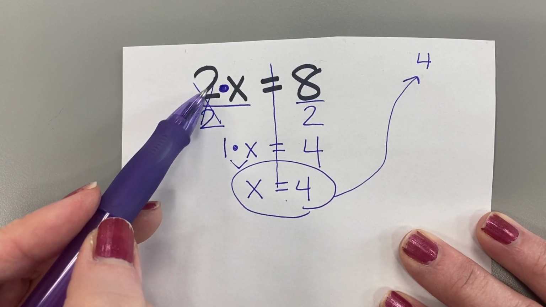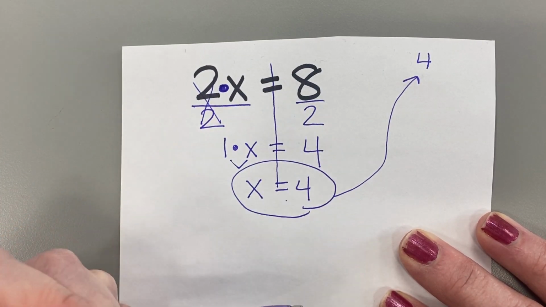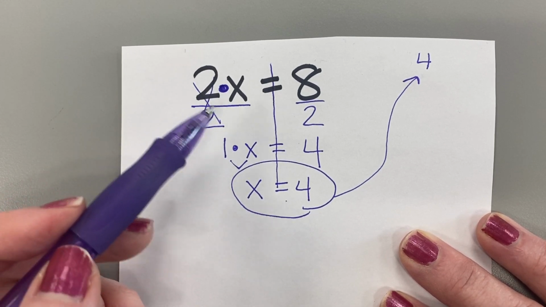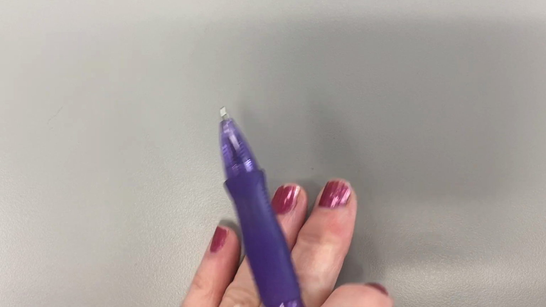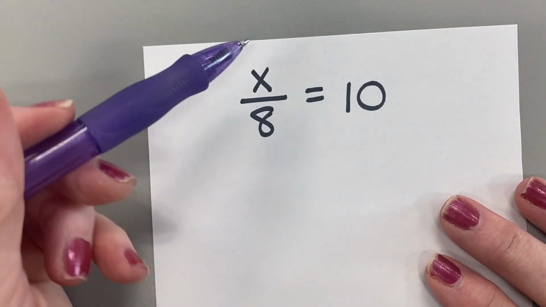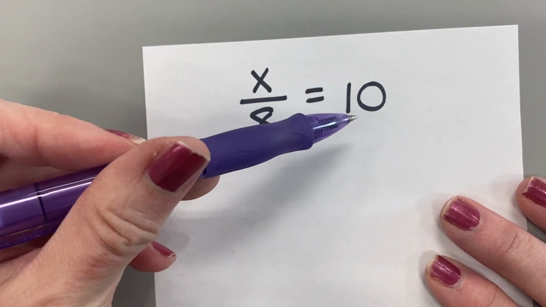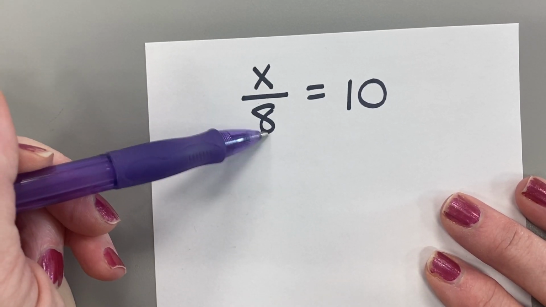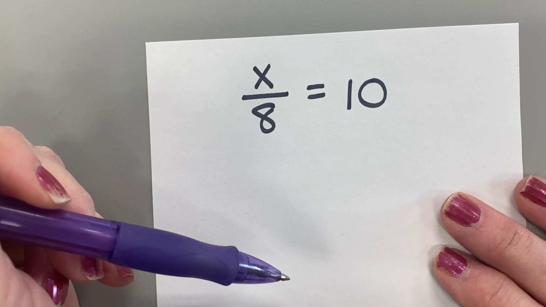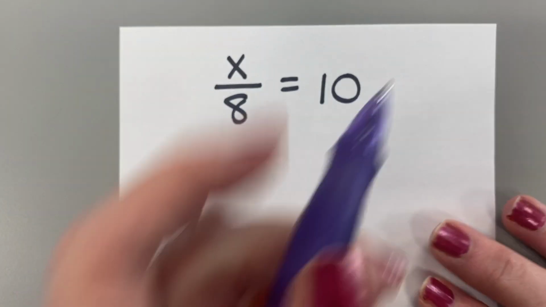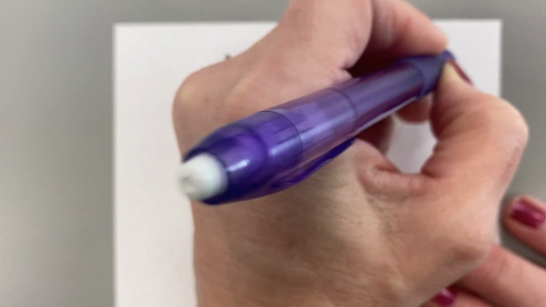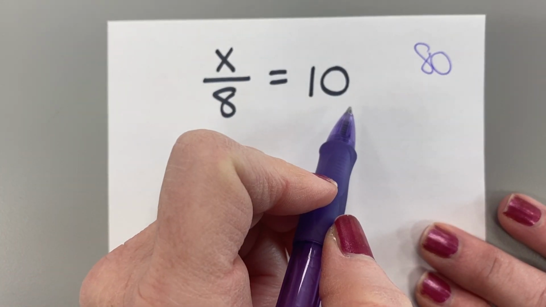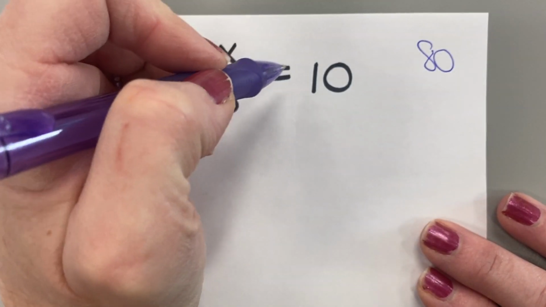If x is 4, 2 times 4 equals 8. Pretty simple. You're just always doing the opposite operation. And the last one, x divided by 8 equals 10. What number divided by 8 makes 10? Think about it. Thinking 80 maybe? 80 divided by 8 makes 10. But if you don't want to do it with guess and check, we can draw our bar here.